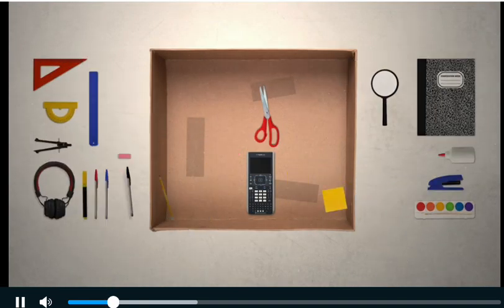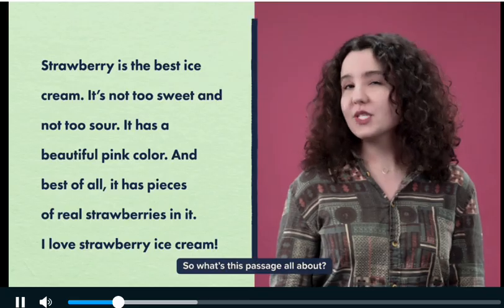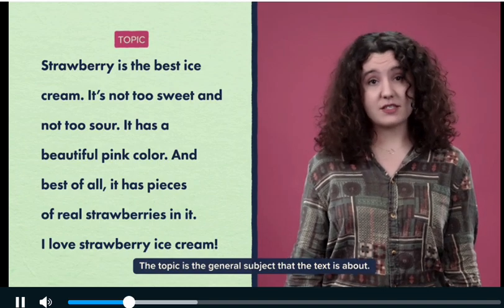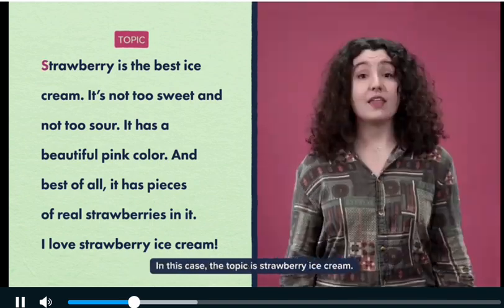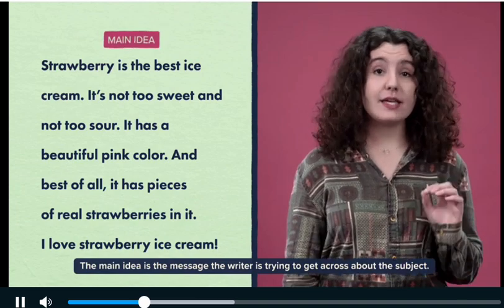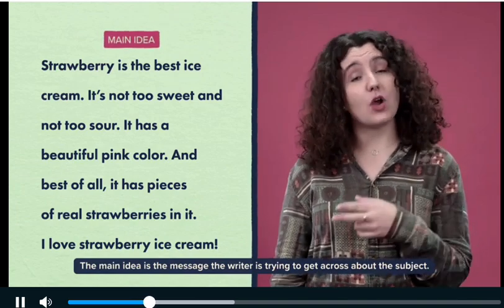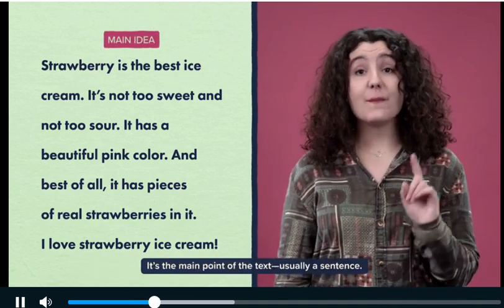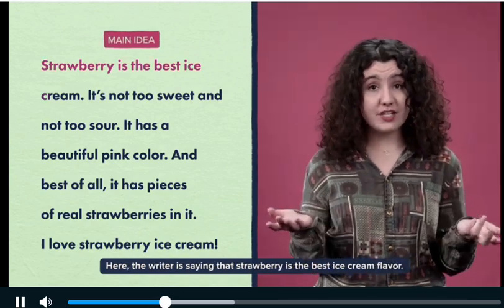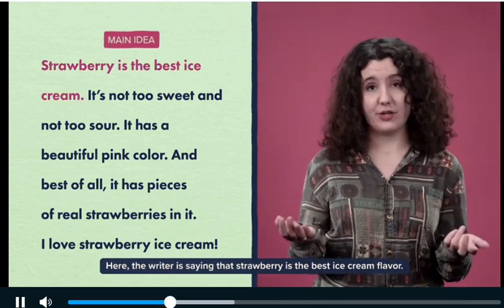Finding the main idea. Unpacked. So what's this passage all about? The topic is the general subject that the text is about. It's usually a noun. In this case, the topic is strawberry ice cream. The main idea is the message the writer is trying to get across about the subject. It's the main point of the text, usually a sentence. Here, the writer is saying that strawberry is the best ice cream flavor.